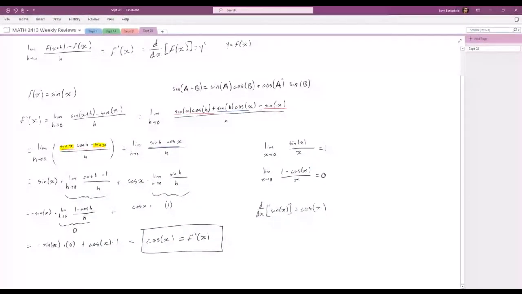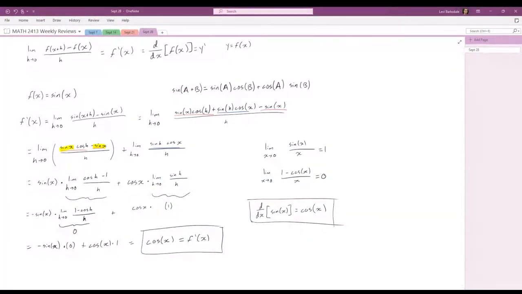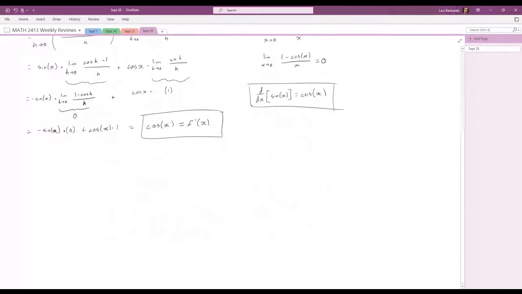And that is the actual limit definition of why the derivative of sine is cosine. It is usually a lot easier to just remember that the derivative is cosine. Any questions regarding that whole process? How to use the definition of a derivative? Nope. All right, then let's go ahead and do some practice problems.